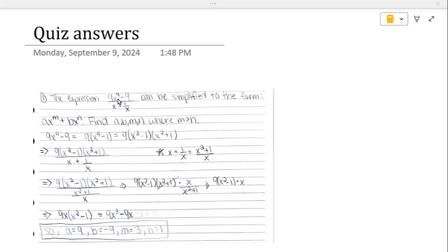The key of this was to notice that the top was a difference of squares. If you factor out the 9, you have x to the fourth minus 1, that's x squared minus 1 times x squared plus 1. And then the denominator, when you put it over a common fraction, you get x squared plus 1 over x. The x goes up on the top, the x squared plus 1 cancels, and the answer pops out directly.